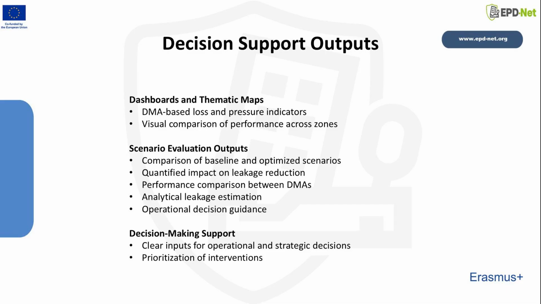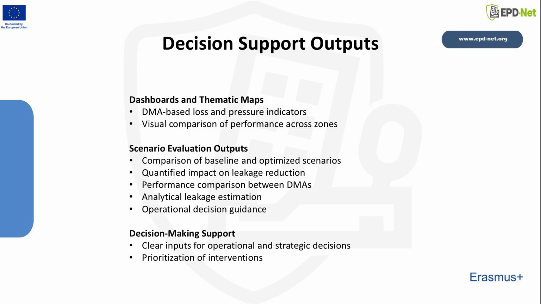Dashboards and thematic maps present key indicators related to losses and pressure at the DMA level, allowing users to visually compare performance across different zones. Scenario evaluation outputs play a critical role in decision-making. By comparing baseline conditions with optimized pressure scenarios, a UKIP quantifies the expected impact of pressure adjustments on physical losses. These comparisons help decision-makers understand trade-offs and select the most effective intervention options.